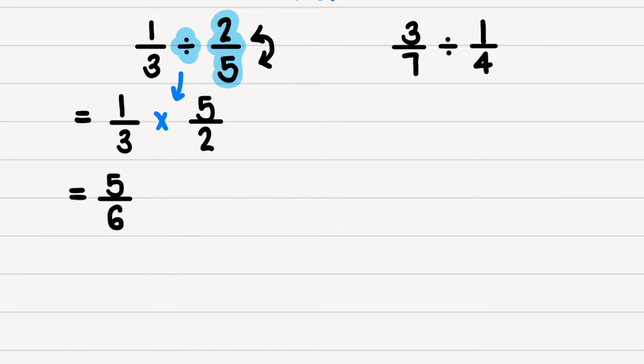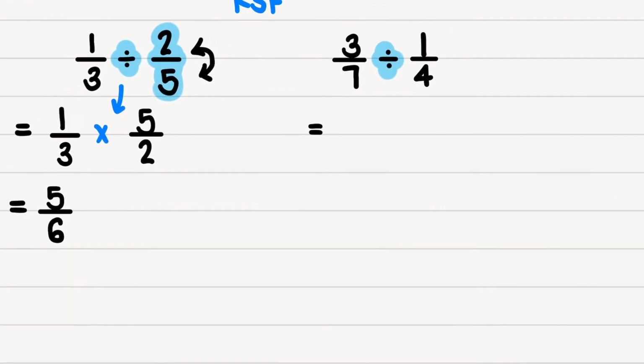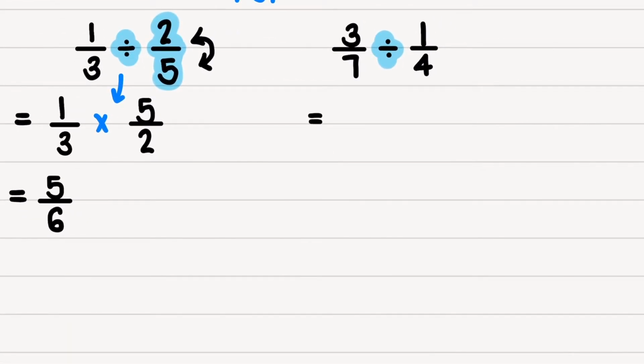All right, looking at the next example, I have 3 over 7 divided by 1 over 4. So I'm going to keep the fraction before the division sign the same. So I'm going to keep it as 3 over 7. I'm now going to switch the division sign to a multiplication sign. So I'm switching the division to multiplication. And then I'm going to flip the fraction after the division sign around. So it was 1 over 4. So now I'm going to make it 4 over 1.